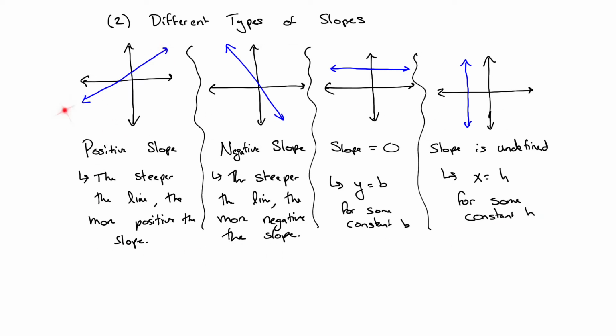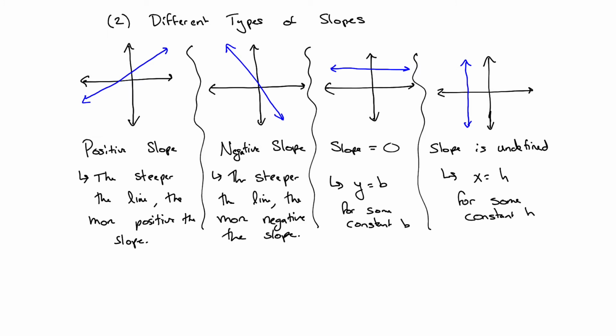Lines that go from the bottom left up to the top right are positive slopes. Ones that go down as you go from left to right are negative slopes. Lines that are horizontal have a slope of 0. And then we learned that the steeper the line, the more positive or negative the slope is, depending on whether it's a positive or negative slope, respectively. So we can use that to our advantage.